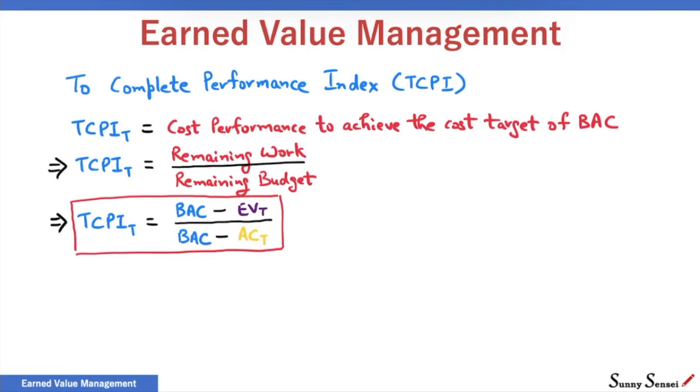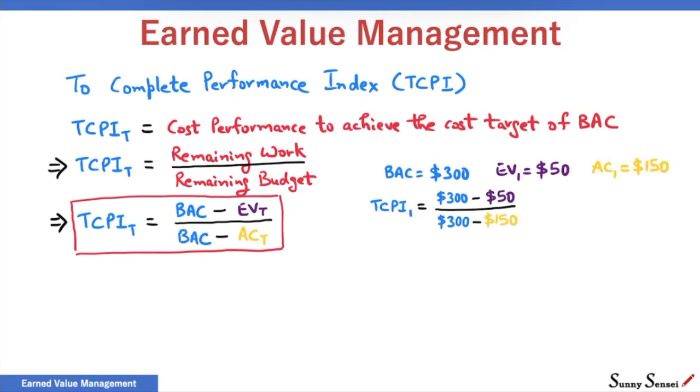Going back to our example, BAC is $300. At the end of day 1, earned value is $50. Actual cost is $150. Therefore, TCPI will be approximately 1.67. This means that going ahead, for every dollar spent, $1.67 worth of work has to be accomplished.